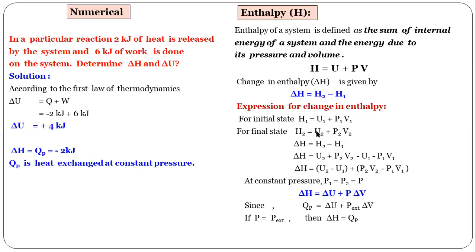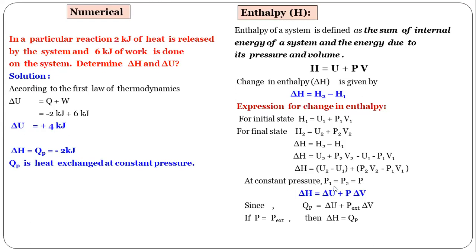We have these two equations, the H2 equation and the H1 equation. We are going to put these values into the delta H equation. So H2 minus H1, where H2 is U2 plus P2 V2, minus U1. This sign will be changed because we are doing a subtraction, U1 minus P1 V1. By solving this equation, we will get U2 minus U1, plus P2 V2 as it is, and minus P1 V1.